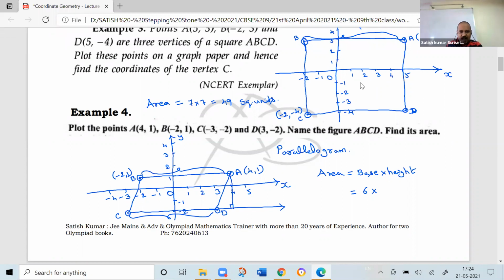Now, above the x-axis, how many units are there? Below the x-axis, how many units are there? Above is 1 unit. And below is 2. So the total length will become what? 3 units. That is 6 into 3. So 18. 18 square units. Because height you have to measure.